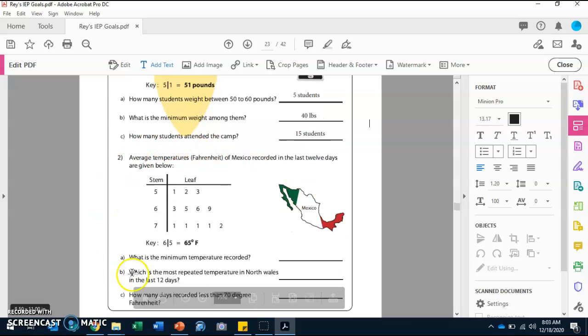And that is the same thing you're going to do for question number 2, letters A, B, and C. You're going to be using these numbers right here in the stem and leaf to answer these questions. If you need any help at all, please reach out to me or Mr. Salinas, and we are here to help. Once you are done with this, we will continue with goal number 4.